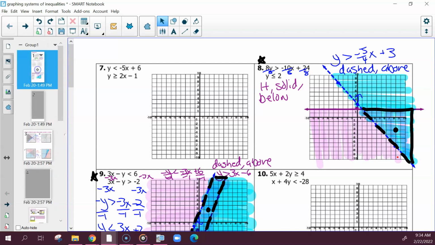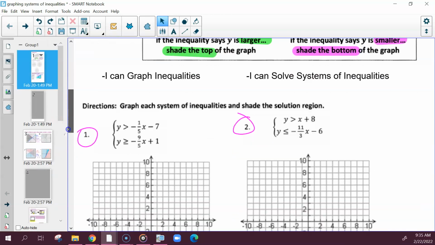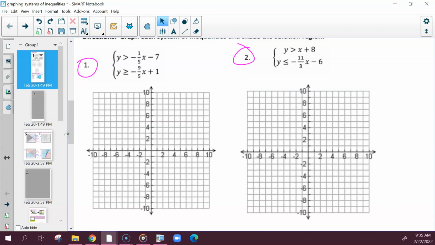On the first page, I want you to do numbers 1 and 2. I know they're small, so if you need bigger graph paper, grab some from the back where it says scrap and graph paper. So number 1 and 2 on the front.